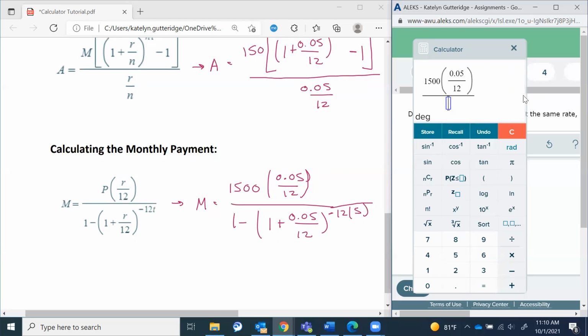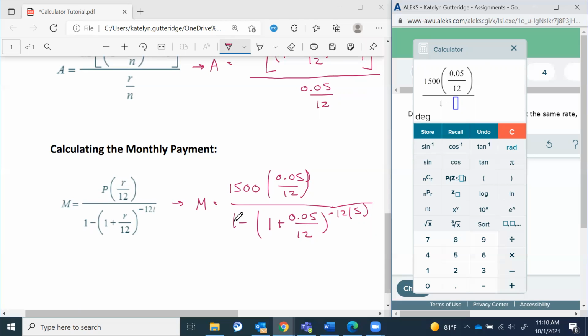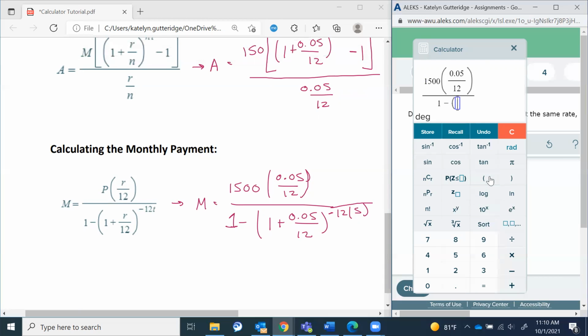Now I'll go into the denominator, start with that 1 minus. That is a 1, not a parenthesis. Start with 1 minus, and then my parenthesis, 1 plus, enter my division symbol to build that fraction. Scroll so I can see where I'm working. Enter my 0.05 over 12. Close my parentheses. Again, click outside my fraction, stay in the denominator to close my parentheses.